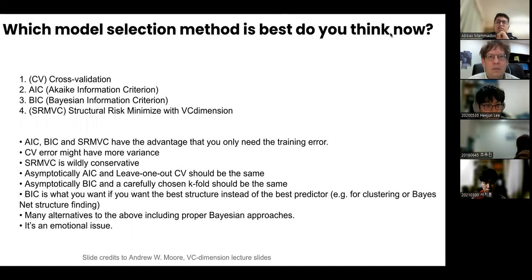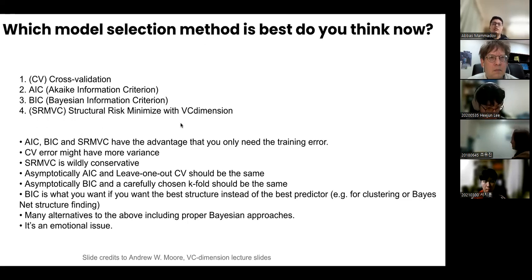And at the last, I want to ask a question: which model selection method is best, do you think? Because we have another way, cross-validation, where we can cross-validate the models and choose the best. We have another, AIC or Bayesian information criterion, BIC, and this last one, VC dimensionality. And it highly depends on the situation.